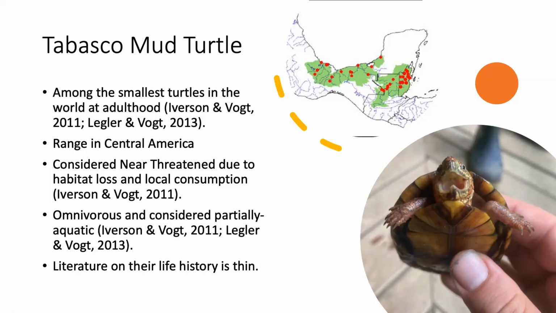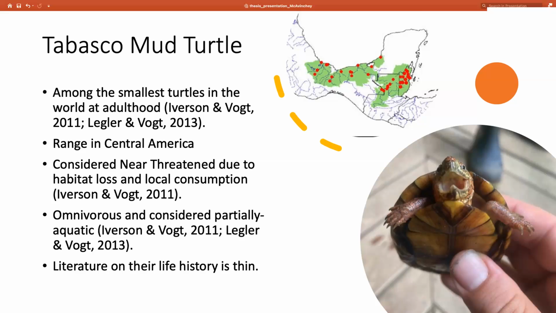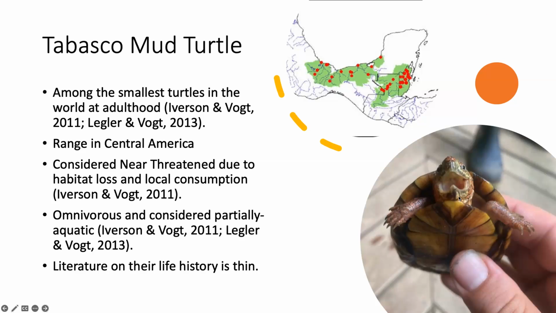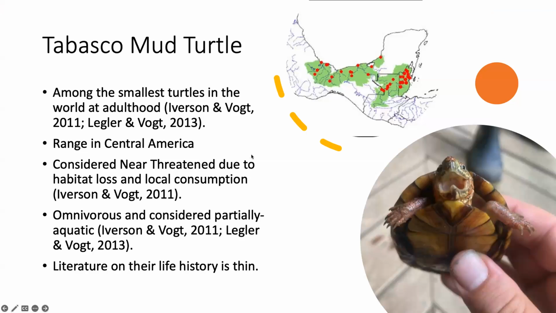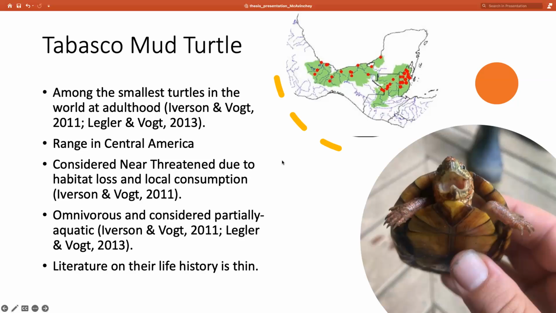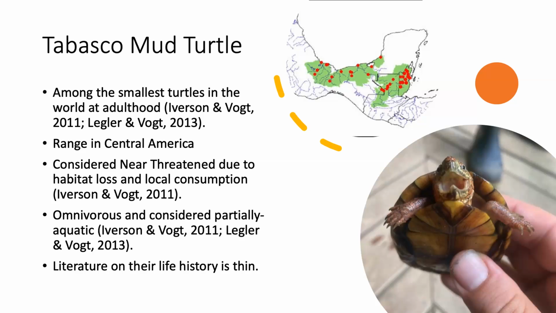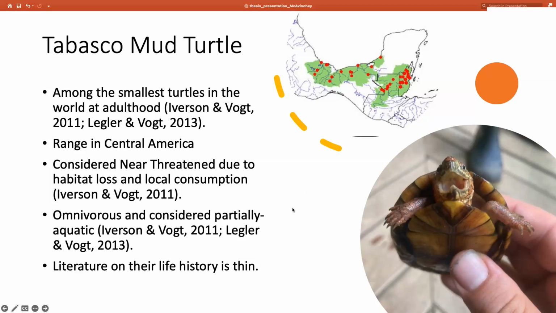They're among the smallest turtles in the world at adulthood. The big ones that I was working with were about 80 millimeters long. This one here in the picture is like a mid-sized adult. Their range extends from eastern Mexico into Guatemala and Belize. They're considered near threatened due to habitat loss and local consumption. Recently, there have been laws passed in Mexico banning the sale of them commercially, but that hasn't done that much to stem the tide of their illegal capture and sale.